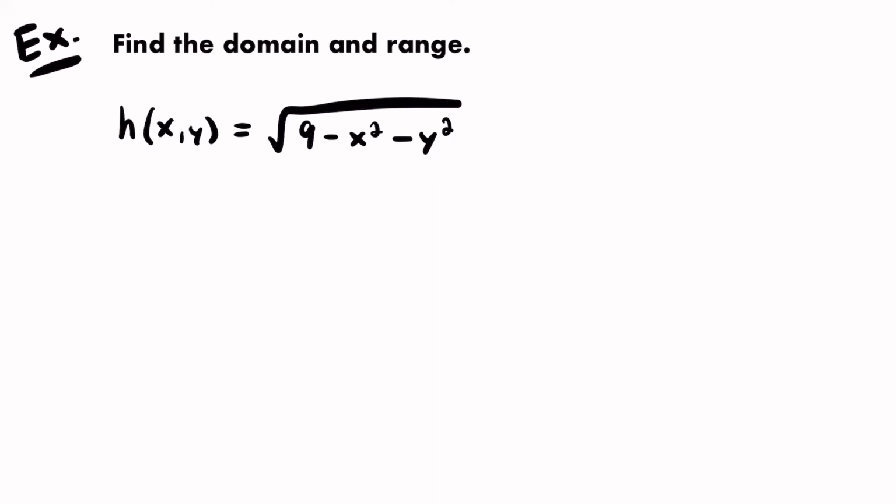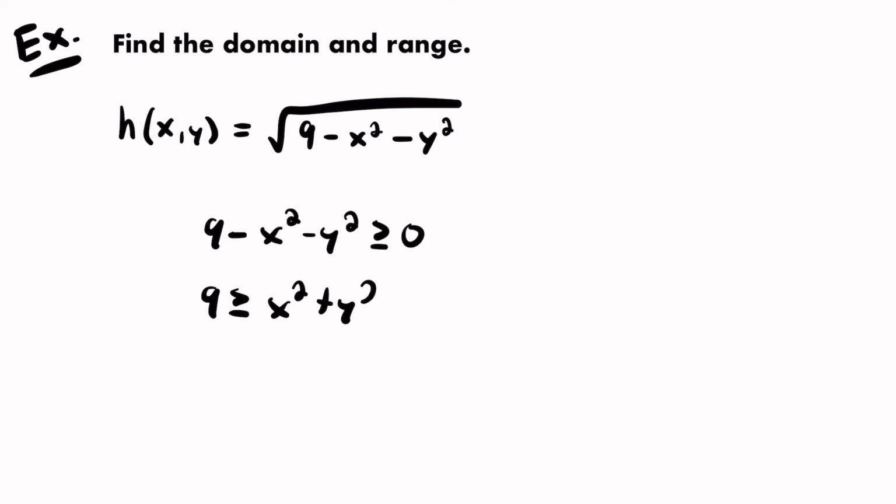So what you want to do is set the inside of the square root to be greater than or equal to 0, because it could be equal to 0. The square root of 0 is fine. That's just equal to 0. So we'll have 9 minus x squared minus y squared greater than or equal to 0. All right, now we can make that a little bit nicer. If you add x squared and y squared to both sides of the equation, you'll get 9 greater than or equal to x squared plus y squared.